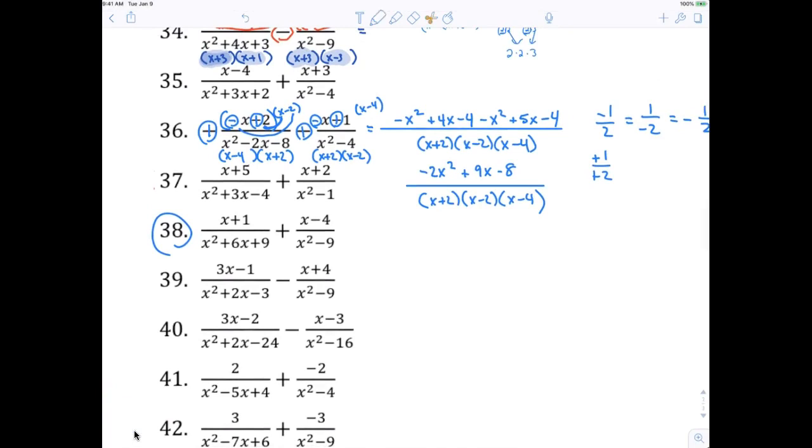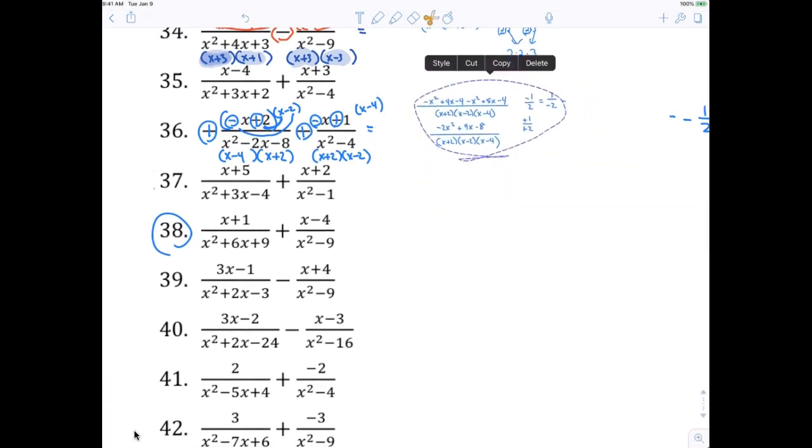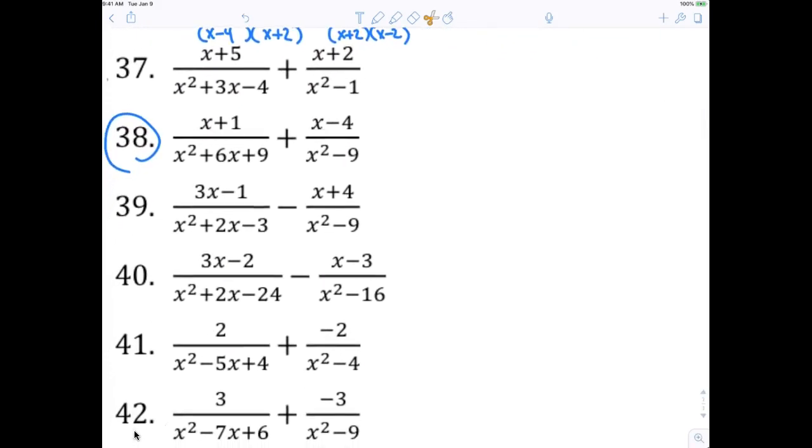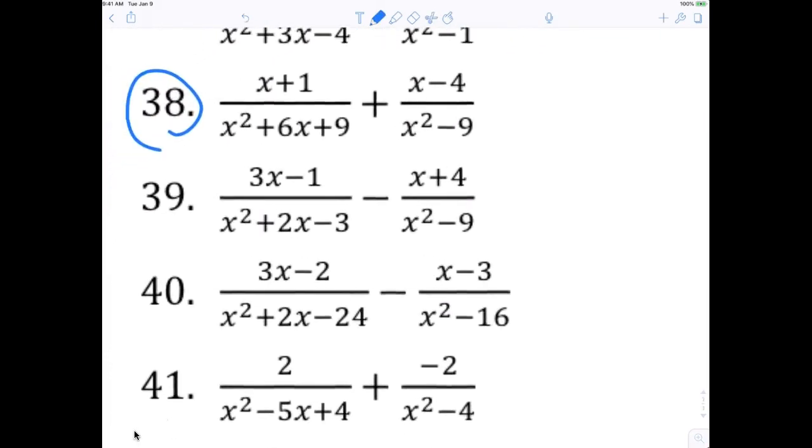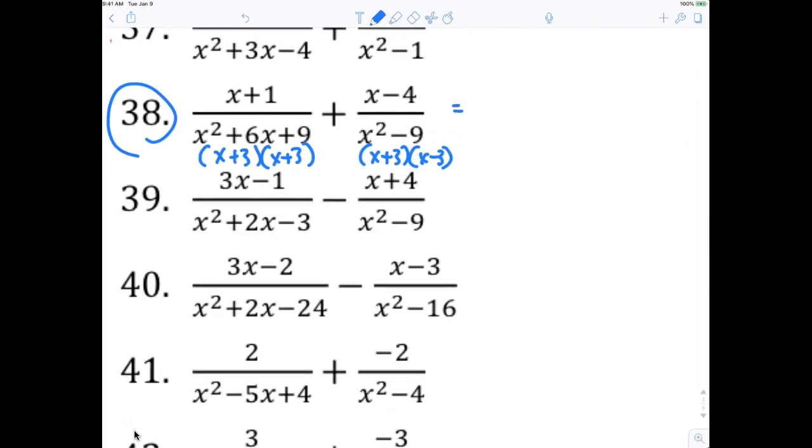All right, so for question number 38. First and foremost, tell me about the factors for the first fraction. X plus 3. Come on, speak up. And then the denominator on the second fraction. Okay, simple as that. Now equals, long fraction bar here.